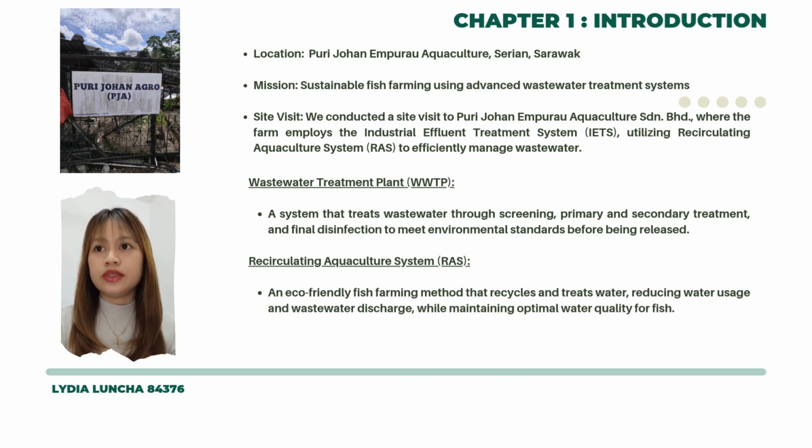So what is a wastewater treatment plant? It is a system that treats wastewater through screening, primary and secondary treatment, and final disinfection to meet environmental standards before being released. And what is a recirculating aquaculture system? It is an eco-friendly fish farming method that recycles and treats water, reducing water usage and wastewater discharge, while maintaining optimal water quality for fish.